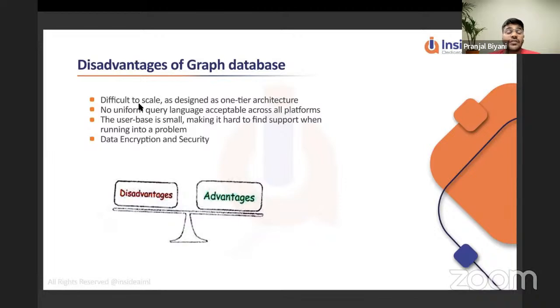In a graph, it's also very difficult to encrypt data because graphs store nodes, relationships as edges, right? So the relationships are stored with their names. The entities are stored with their names. There are properties of every node that are split. So in that way, encryption of data is not that easy in a graph. And because encryption is not easy, the security point of view might also be compromised, right? So that is why the graph database has these kind of disadvantages.